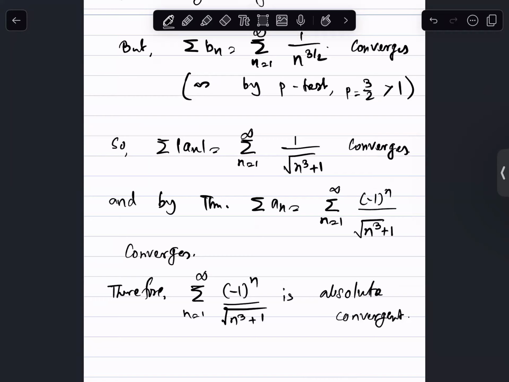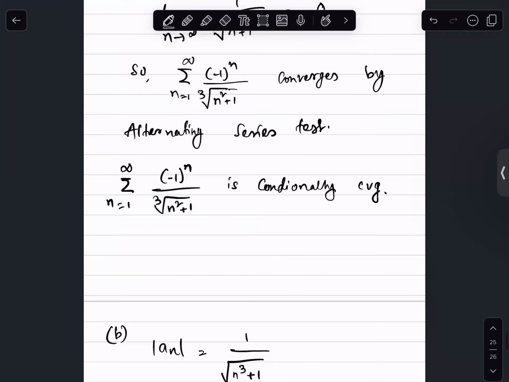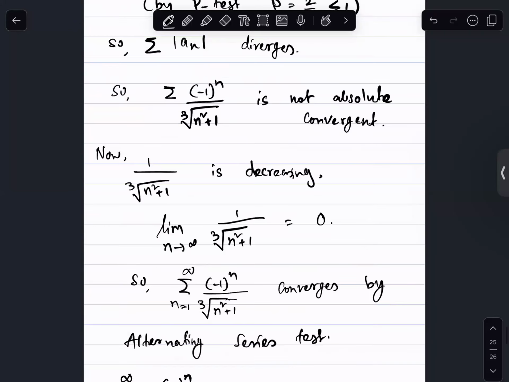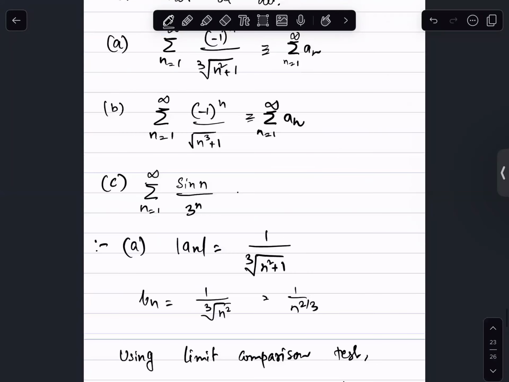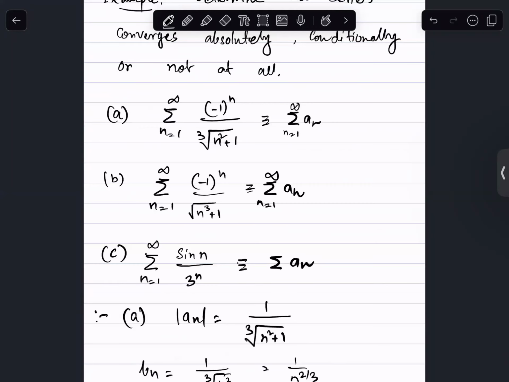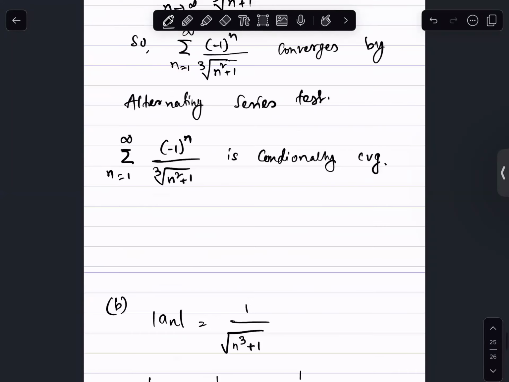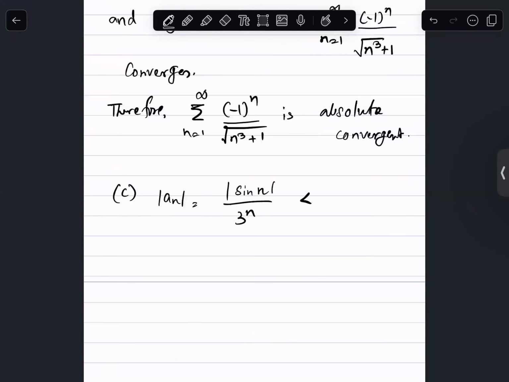Okay, sweet. For the third example, what I have is again modulus of an. If I consider that, then that is modulus of sine n over 3 to the n, right? Say this is summation n of 1 to infinity. But then this is less than or equal to 1 over 3 to the n. Why this inequality holds, I have already discussed in one of the examples. Because modulus of sine is bounded by 1.